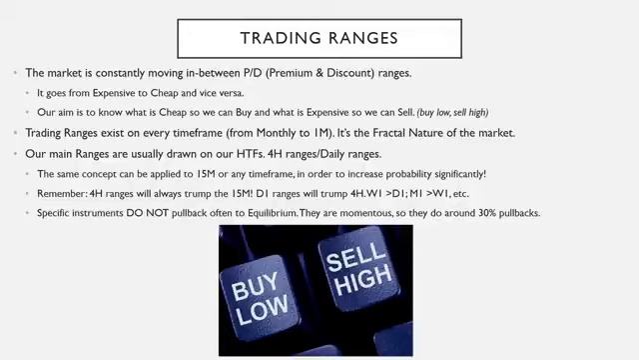Very important thing to note is that specific instruments do not pull back often to equilibrium, which is the 50% of the range. So they are very momentous. You have to know your pairs and know that some pairs, for example gold, and volatile pairs like GJ sometimes as well, they just go on and push and they do not pull back to 50%. They usually do around 30% pullbacks.